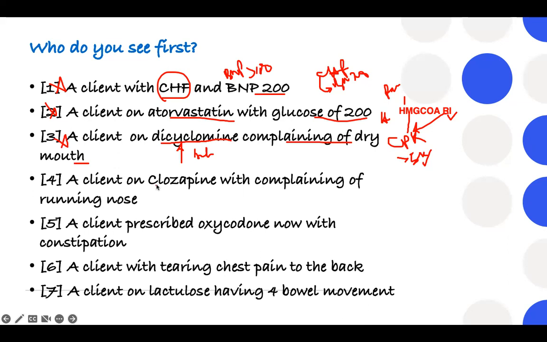A client on clozapine complains of runny nose. Well, then you ask yourself, what is clozapine? Clozapine is an antipsychotic. What is the major side effect? It causes agranulocytosis, so it decreases your white count. Any decreased white count will make you at risk for infection, so high risk for infection.